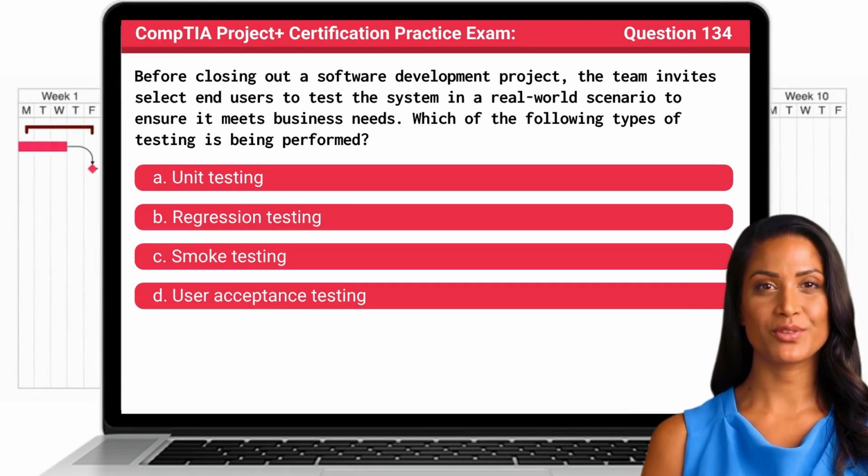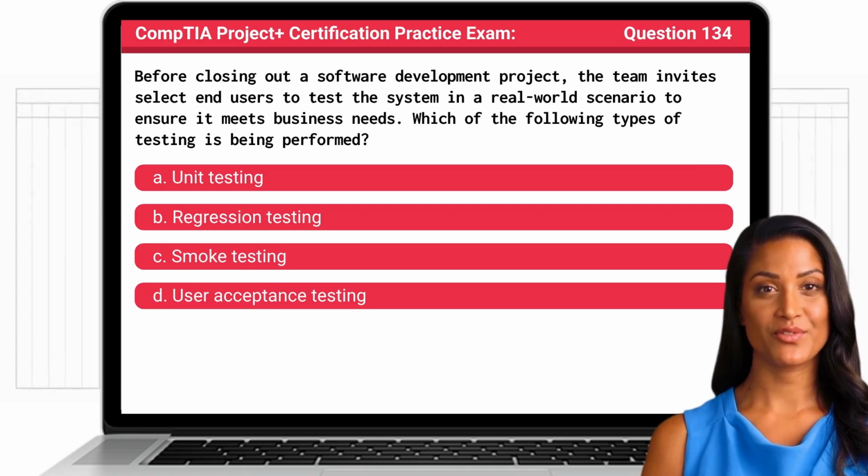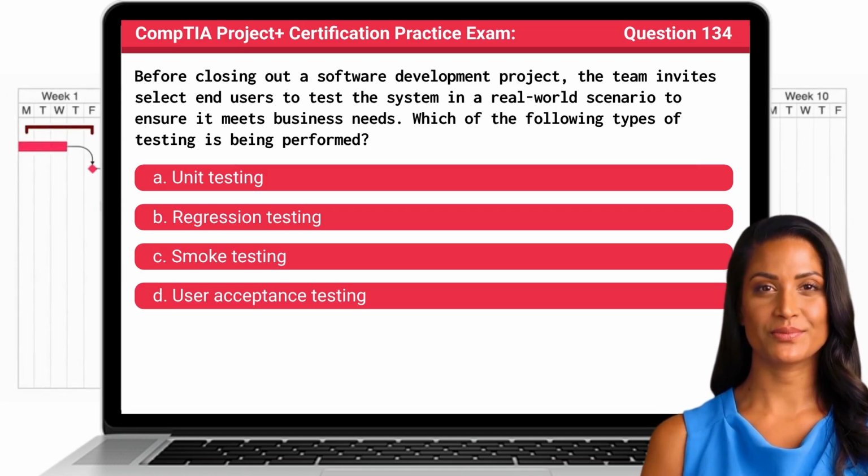Question 134. Before closing out a software development project, the team invites select end users to test the system in a real-world scenario to ensure it meets business needs. Which of the following types of testing is being performed?